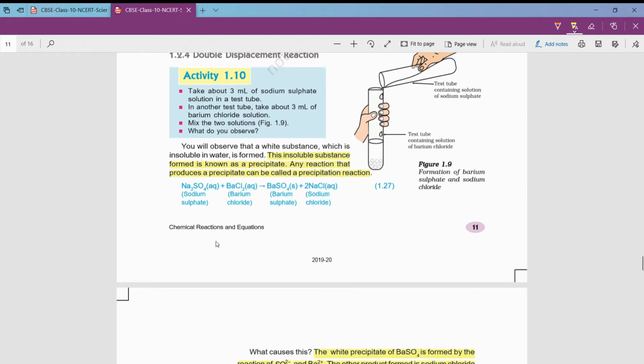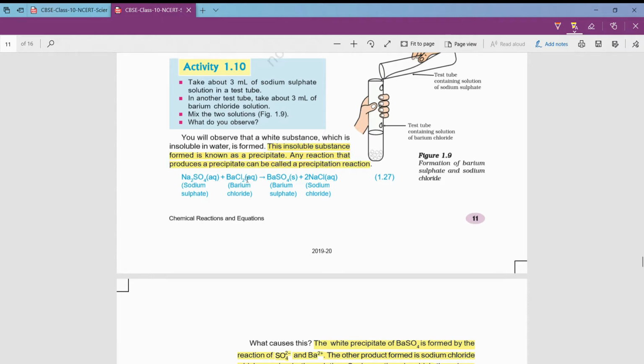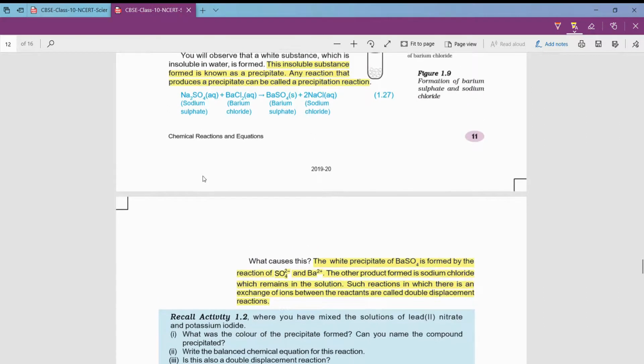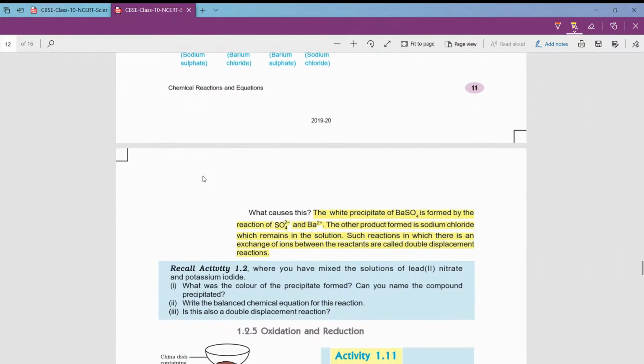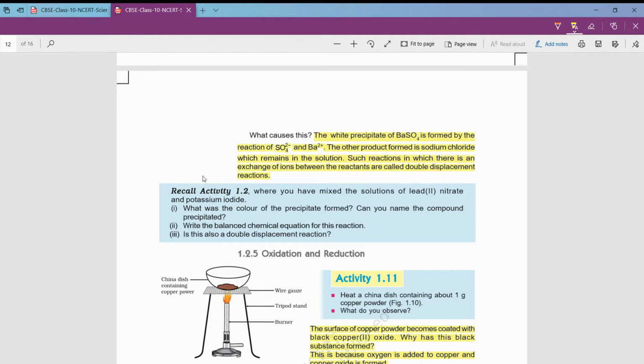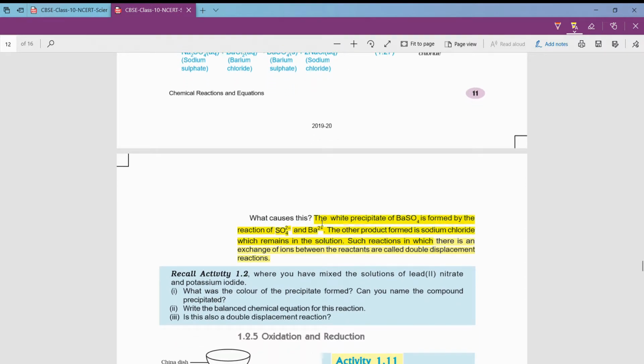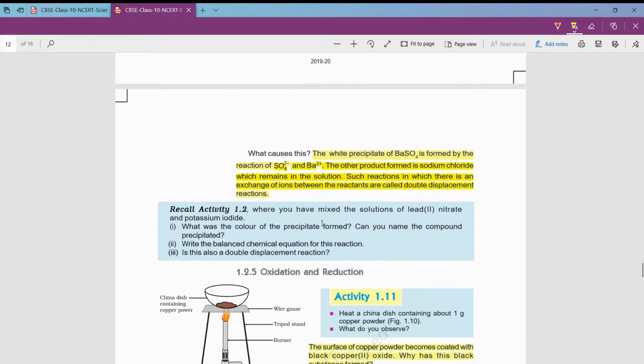Here sodium is displacing chlorine present in barium chloride and barium is displacing sodium present in the sodium sulfate. That means two displacement reactions are occurring within a single reaction. Hence it is known as double displacement reaction. Here BaSO4 is formed in the form of a precipitate in the test tube. Such precipitation formation can be seen in this reaction.